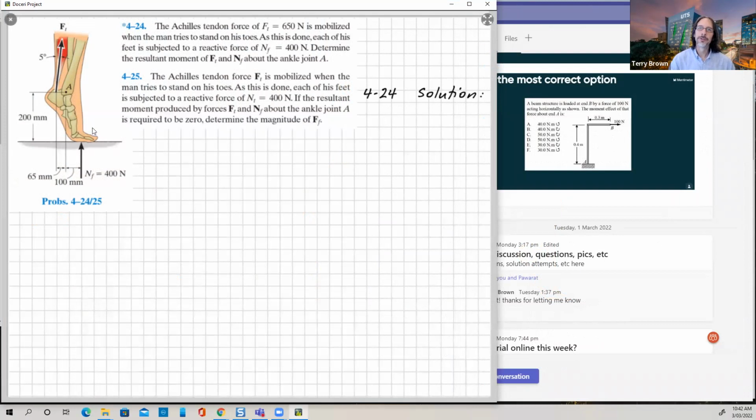Okay, so the difference that we've got now is we've got two forces rather than just one. When we're calculating our moments, we just have to add up the net moment effect of each of the forces that are acting. So we work out the moment effect of this force Ft and the moment effect of this force Nf, add them up, and that will be our net moment.